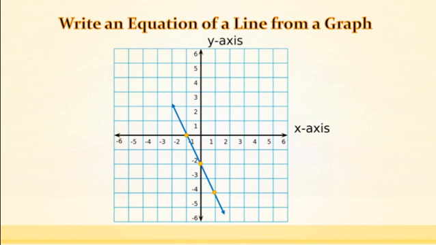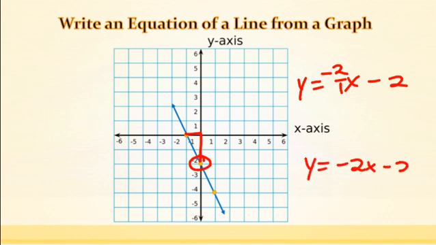Next one here, the y-intercept is right here. So y equals our x term minus 2. I'm going to go up 1, 2, to the left 1. It's going down, so it's a negative. So to write it properly, it would be y equals negative 2x minus 2.